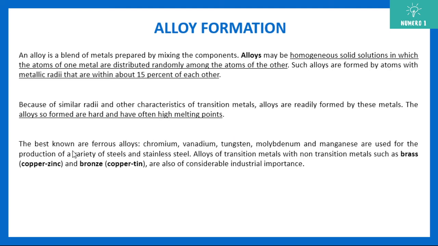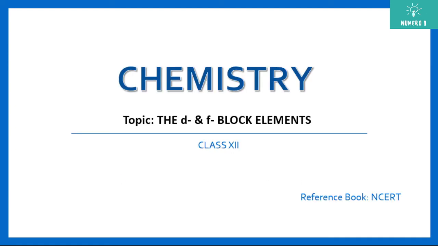You can see some alloys, like ferrous alloys you can have with chromium, vanadium, tungsten, molybdenum, manganese, and so on. It's not limited only to transition metals. You can have non-transition metals also. For example, in brass we have copper and zinc forming the alloy. Bronze is made up of copper and tin. These are very important for our industry. And that's it. So thank you.